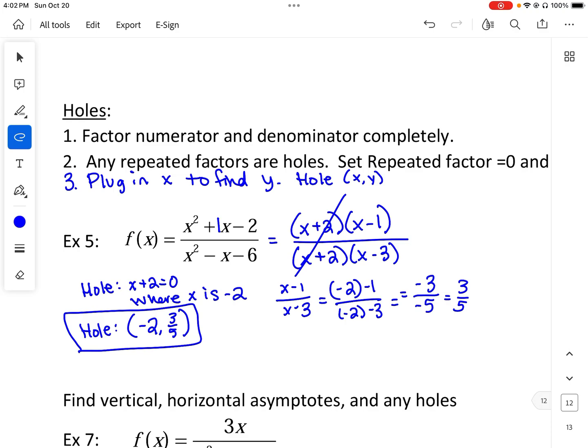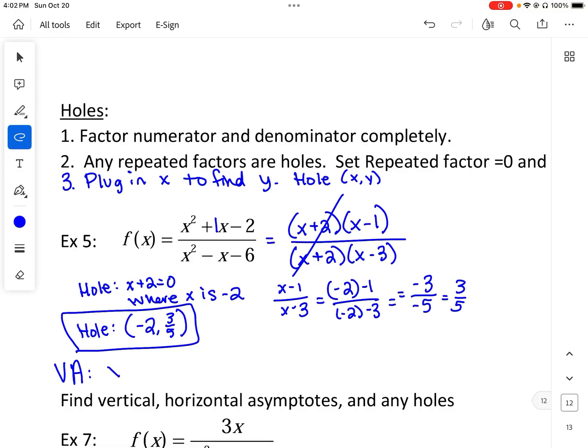Okay, let's go ahead and do our vertical asymptote as well. So remember, with vertical asymptote, we look at the denominator. So I'm not going to worry about where the hole is, x plus 2. I am only going to worry about the x minus 3. So x equals 3 is my vertical asymptote. Okay, and then my horizontal asymptote. They are the same. I look back at the original. So it's 1 over 1. So it's just y equals 1 is our horizontal asymptote.